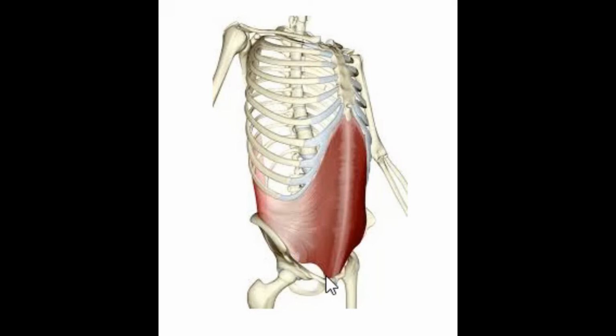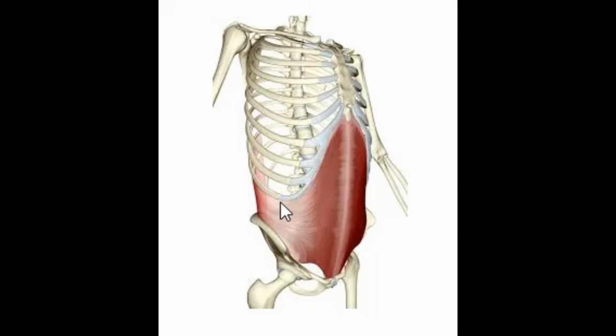So lateral third of the inguinal ligament, inner lip of the iliac crest, the thoracolumbar fascia, as well as the inner aspect of the lower sixth rib.